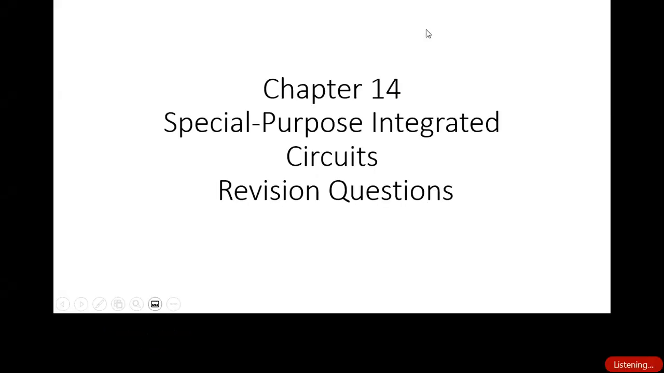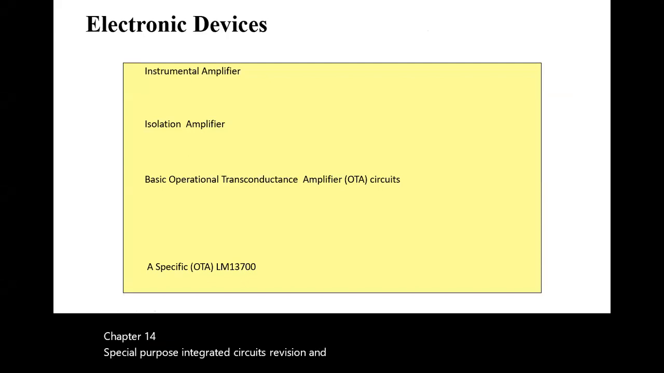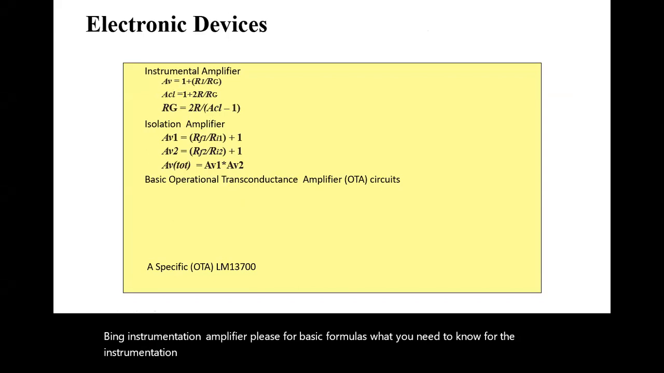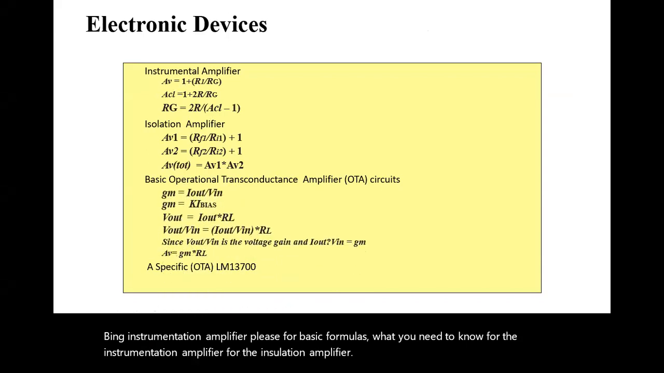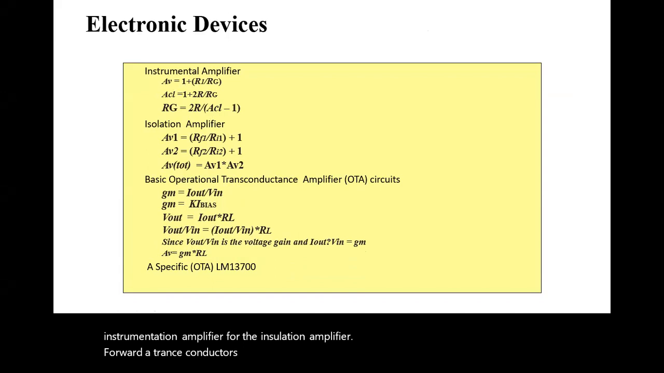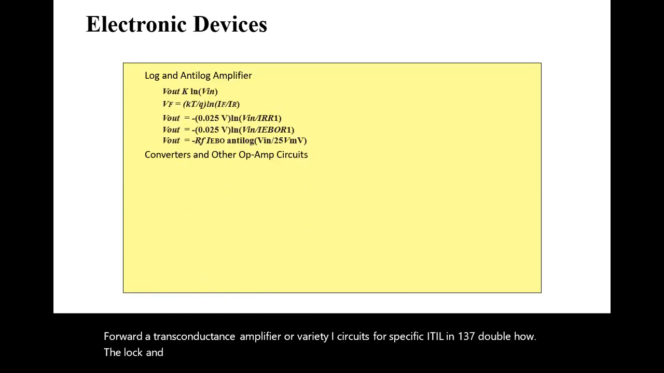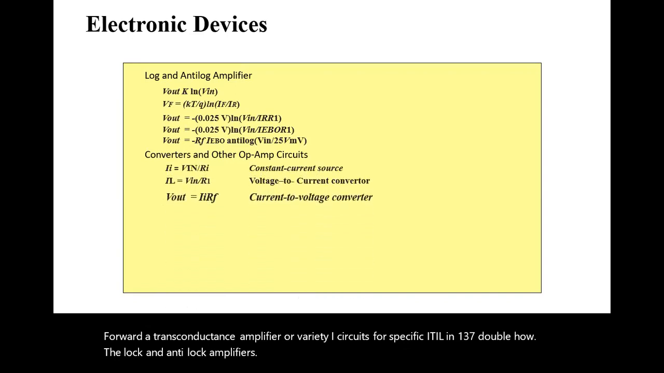Chapter 14. Special Purpose Integrated Circuits, Revision and Questions. The instrumentation amplifier, these are basic formulas what you need to know of an instrumentation amplifier, of an insulation amplifier, for a transconductance amplifier or the OTA circuits, a specific OTA LM13700, the log and anti-log amplifiers, converters, and other op-amp circuits.